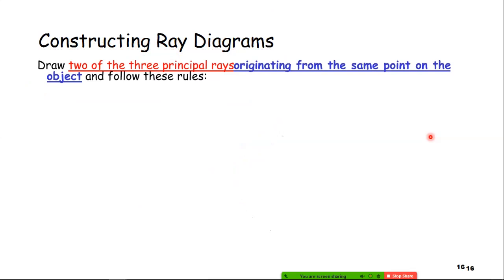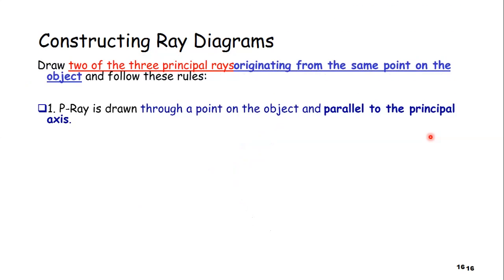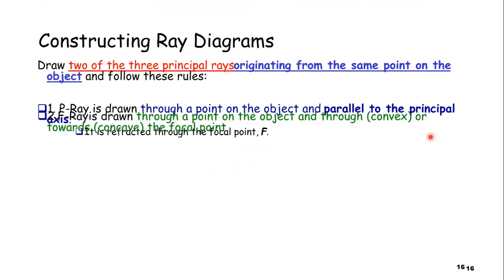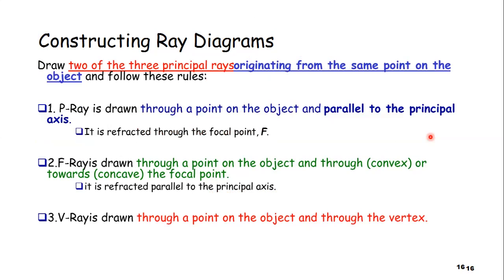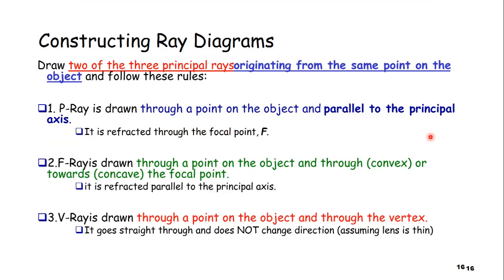To construct a ray diagram, draw two of the three principal rays originating from the same point on the object and follow these rules. Rule one is a ray drawn through a point on the object and parallel to the principal axis, and here it is refracted through the focal point F. And rule 2 is a ray drawn through a point on the object and through the focal point, and here the refracted ray is parallel to the principal axis. And rule 3 is a ray drawn through a point on the object and through the vertex, and here it goes straight through and doesn't change direction as the lens is thin.